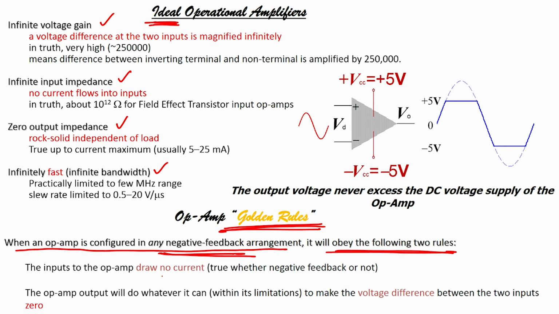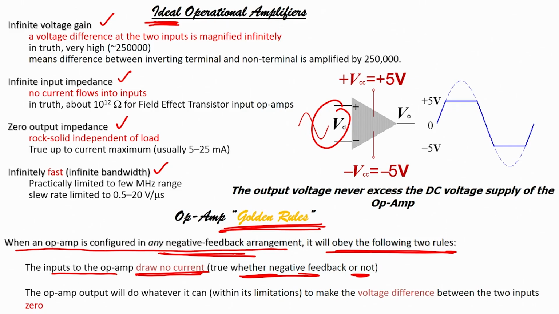So, what are these following rules? First rule is that the inputs to the op amp draw no current, draw or source no current. That means, the input to the operational amplifier, the current is 0, and this is true whether feedback is there or not, it does not matter. First golden rule, inputs to the op amp draw no current.